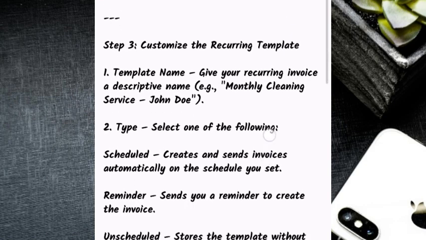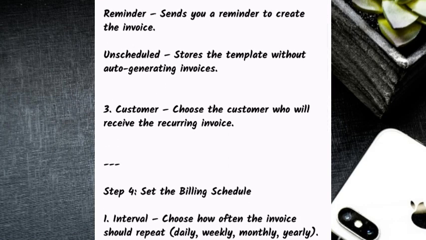Next is to customize the recurring template. For the template name, you're going to give your recurring invoice a description, and then you're going to select the type. You can select one of the following: scheduled, reminder, or unscheduled. Now for customer, you're going to choose the customer who is going to receive the recurring invoice.